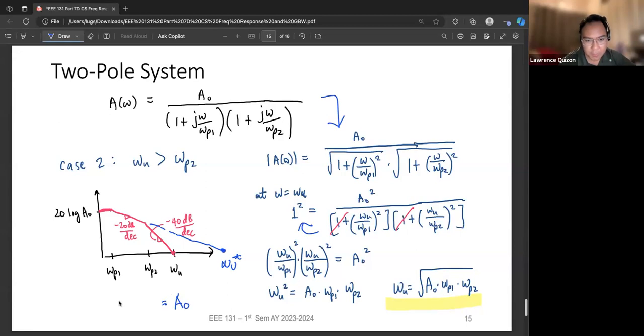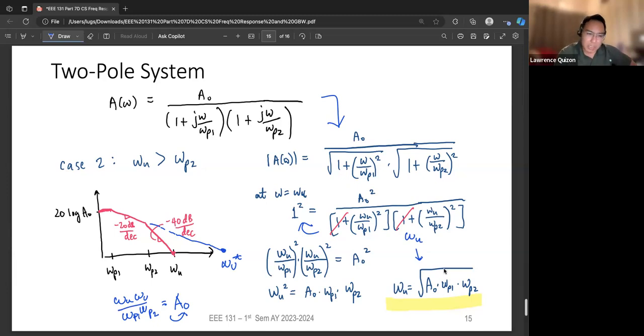You end up with a0, and then you end up with omega u, omega p1, omega p2, no? So you put omega p1 and omega p2 on the other side, but you still have a square on the unity gain frequency. So you take the root of the square, and now you get this, no? So this is your new expression for the unity gain frequency, no? For a two-pole system that has pole number 2 coming before the unity gain frequency, no?